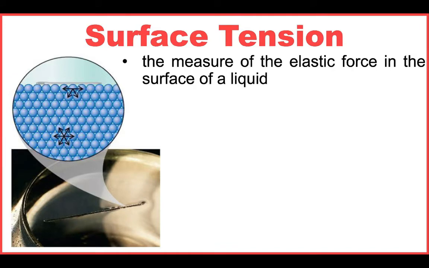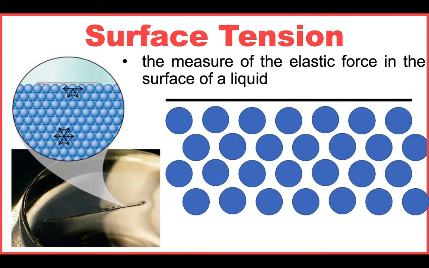Surface tension is the measure of the elastic force in the surface of a liquid, meaning it is the amount of energy required to stretch or increase the surface of a liquid by a unit area. Now let's have a closer view of this diagram. Molecules at the top or at the surface of a liquid are only pulled inside by other molecules, specifically below them. So remember in physics, if you have a downward force or a downward pull, you always have an upward pull, okay, so to have a balanced force. Here, there is no upward pull to balance the downward pull.